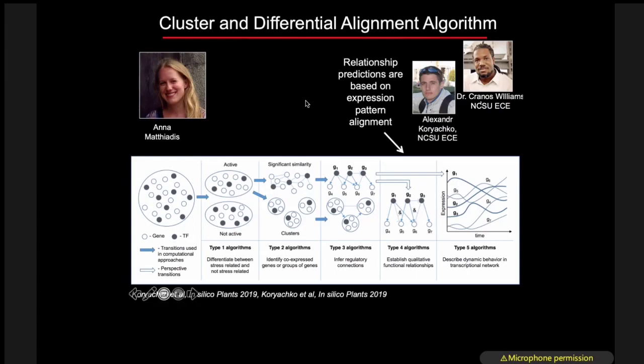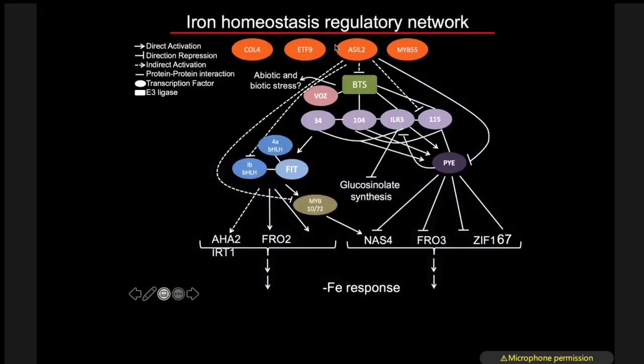And so the algorithm that they created based upon this idea was called the cluster and differential alignment algorithm. And so this allowed us to try to predict what might be happening, what might be regulating some well-known iron homeostasis genes, based upon what might be expressed earlier with a similar expression pattern. So using this approach, we were able to make another layer to this regulatory network and predict several novel genes, with no known role in iron homeostasis, as actually regulating some of these genes.